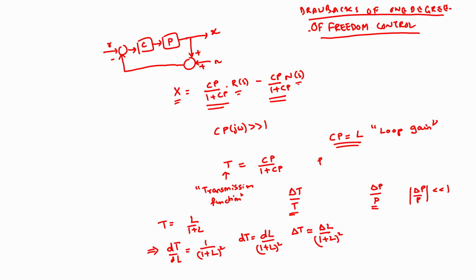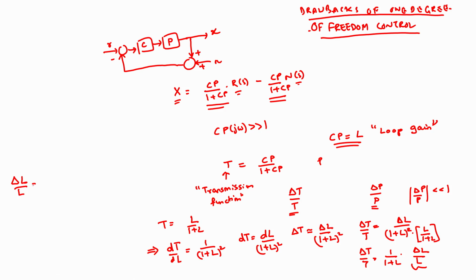loop gain L. Now therefore delta T by T, which is the fractional change in the transmission function, is going to be equal to delta L by 1 plus L the whole square times T, and in place of T I shall write L by 1 plus L, because that is the definition for T. What that gives us is that delta T by T is going to be equal to 1 by 1 plus L times delta L by L. Now let us focus on this term delta L by L. I shall write this separately on the left hand side.